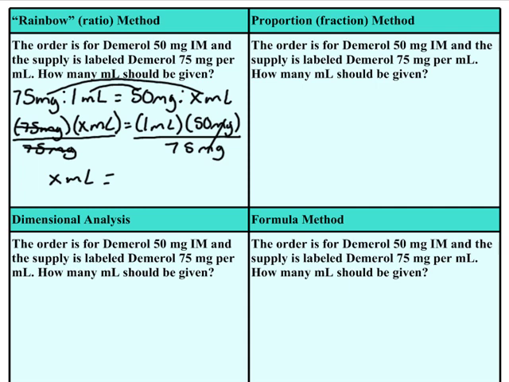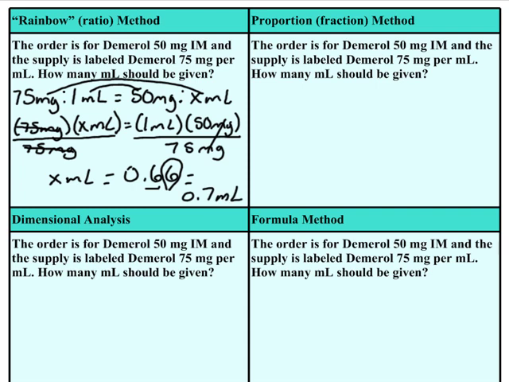75. When you do this calculation on your calculator, you end up with 0.6666 repeated. Since we know we need to round to the tenths place, we only need to look at the first two numbers after the decimal point. The 6 is in the tenths place. The number next to it tells us to round up. Therefore, we need to give 0.7 milliliters to our patient.